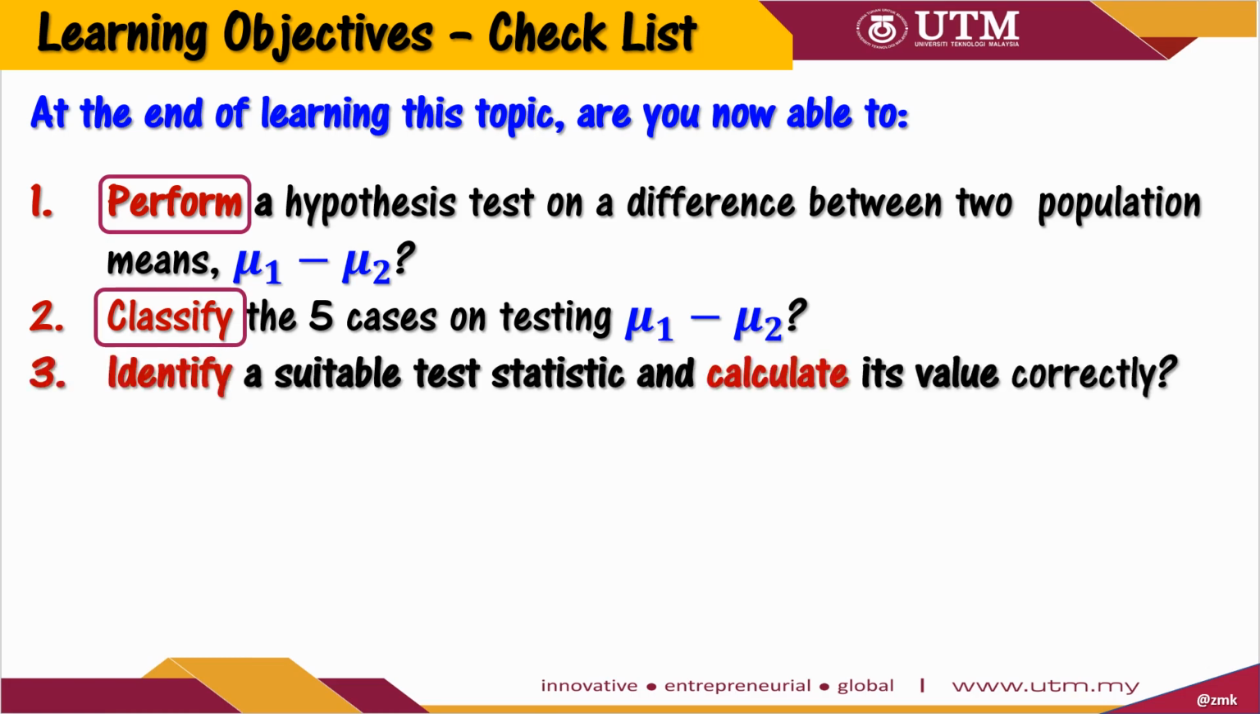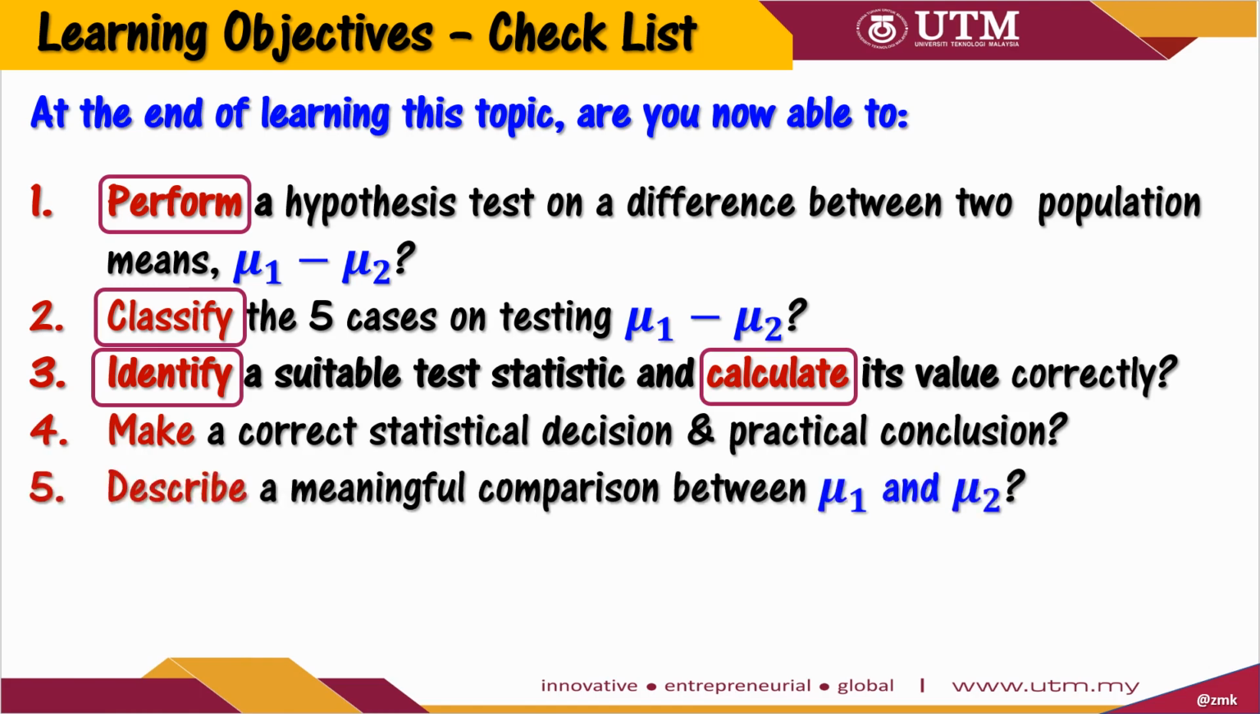Next, are you now able to identify a suitable test statistic and calculate its value correctly? If you can achieve the second objective, I believe you will certainly be able to achieve the third objective. What about the fourth and the last objective? If you are able to make a statistical decision correctly and write a practical conclusion, I am very certain that you should be able to describe a meaningful comparison between the two population means.